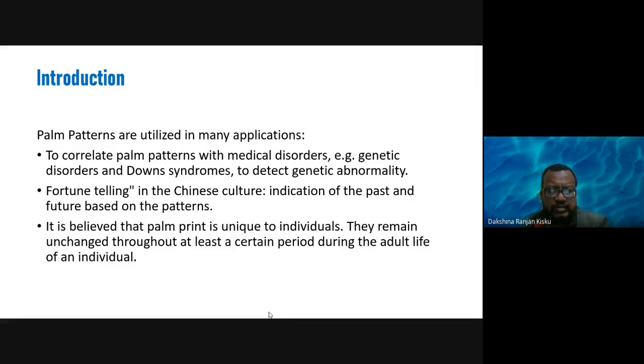So we can utilize the palm patterns for various applications. Already many such applications exist in our society. We can use these applications scientifically to detect many diseases like genetic disorders, Down syndrome, or many other applications where palm patterns are found to be very useful.